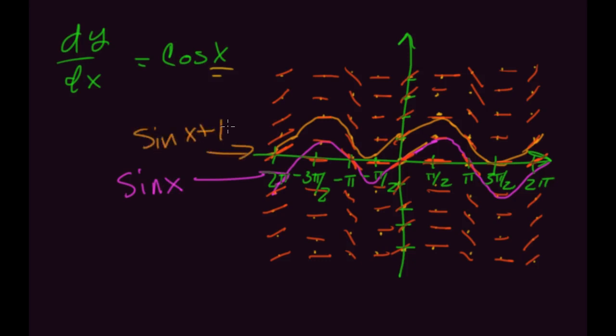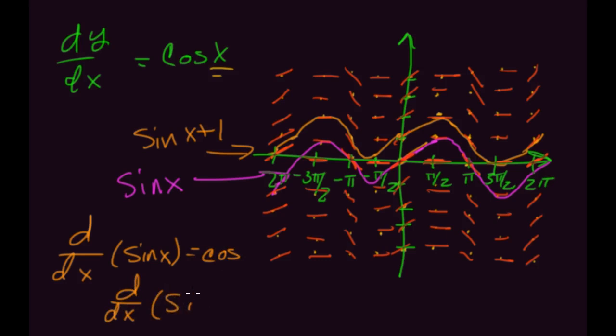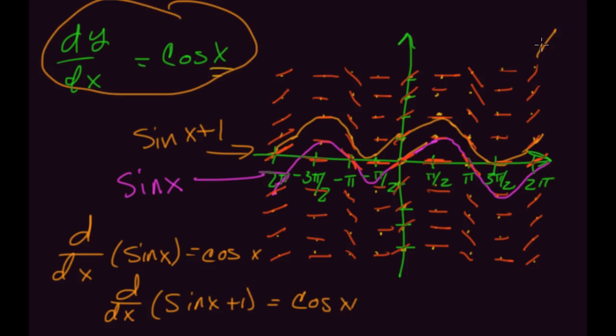Okay, so that should make sense that a solution would follow the pathway given by the slope field, and if I took the derivative with respect to x of the sine of x, I get cosine x. Or if I take the derivative with respect to x of sine of x plus 1, I also get cosine of x, which is the differential equation that this slope field should be mapping. Alright, so there's a little bit on ordinary differential equations and slope fields.